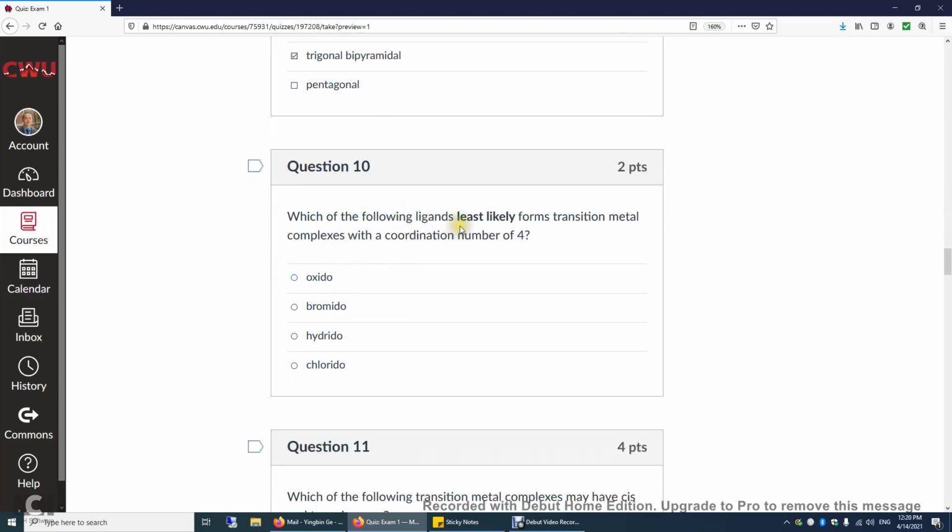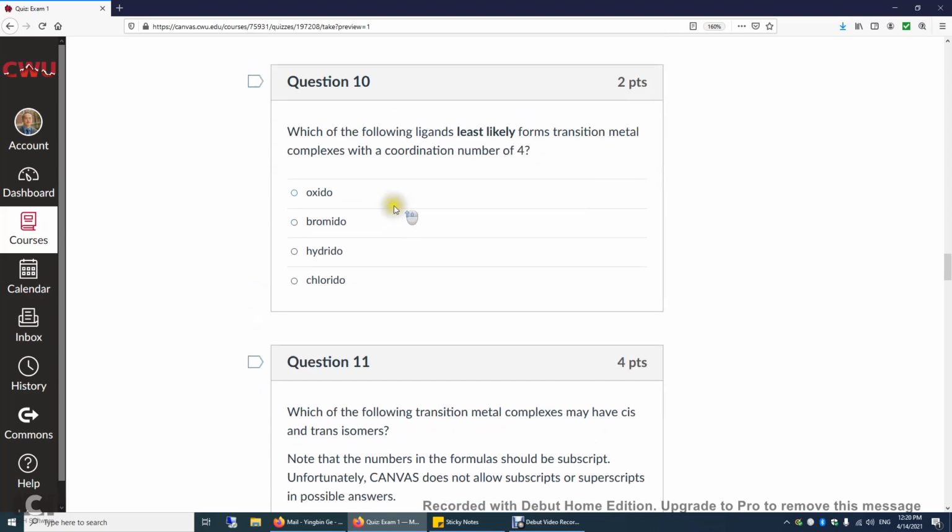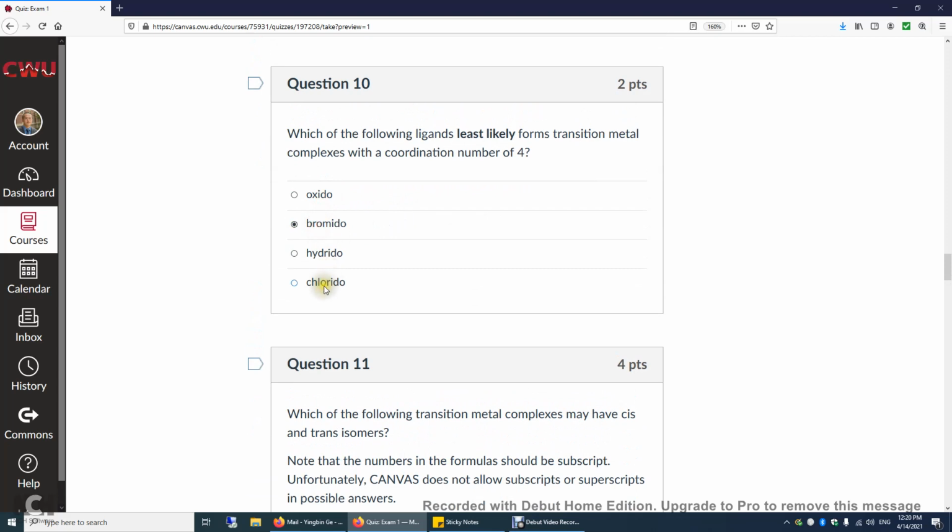Which of the following ligands least likely form transition metal complexes with a coordination number 4? Actually, oxide, bromide, and chloride, they all can be found in a tetrahedral structure of transition metal complex. Hydrido, this is a really small ligand, so usually when you have such a small ligand, very likely you'll see this in either an octahedral structure or even higher coordination number.